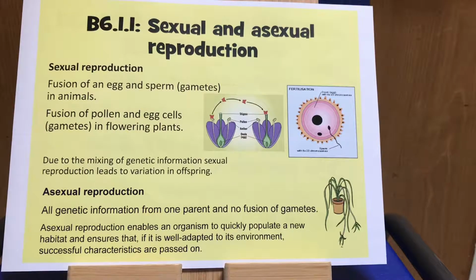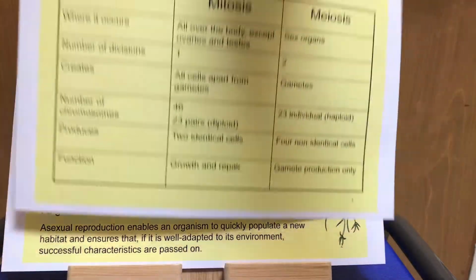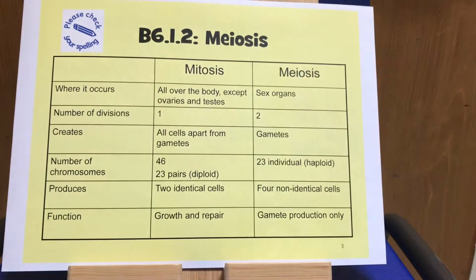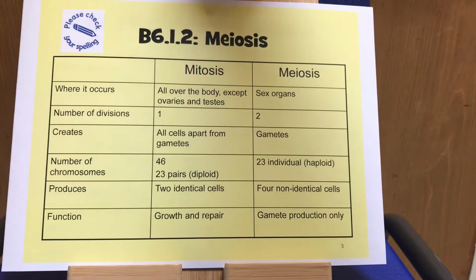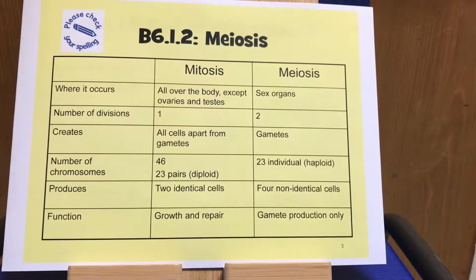So sexual reproduction, fusion of gametes, gametes being the egg and the sperm. Asexual reproduction, no fusion of gametes, all genetic information coming from one individual. Meiosis, one of our 3 words in paper 2 that we must spell correctly. Some people say meiosis, I say meiosis. It doesn't really matter, but we must get our spelling exactly right for meiosis.